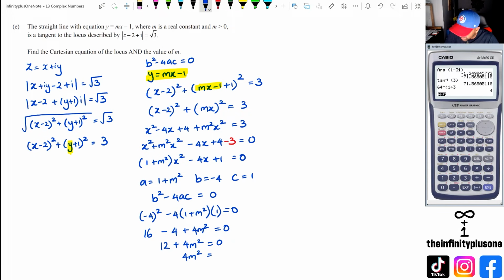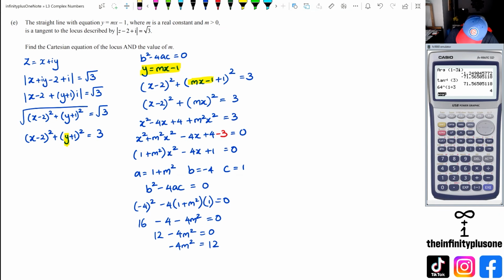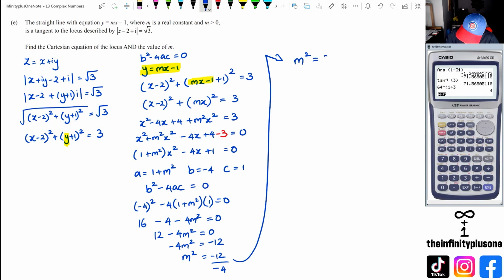negative 12. What am I doing here? I'm messing up something here. I knew I did something wrong. That should have been negative 4m squared, because this was ending up with a negative value. That's much better. So when I take 12 across, that's going to become minus 12. And then m squared is equal to negative 12 divided by negative 4, which means I've got m squared is equal to 3, and then m is equal to square root of 3. Awesome. I think that's pretty much it for this question here.